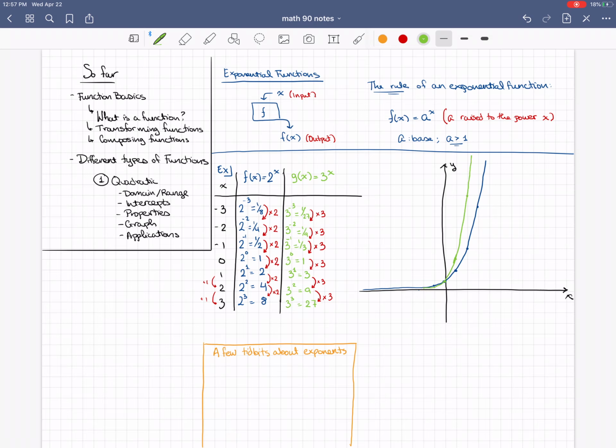You see that shape-wise, it's a very similar shape to the graph of 2 to the x, but more exaggerated. It's steeper. The incline is steeper on the right, the decline is steeper on the left. But all of the properties and all of the main ideas are the same, which is why I held off on talking about the domain and the range until we had both of them on the page.